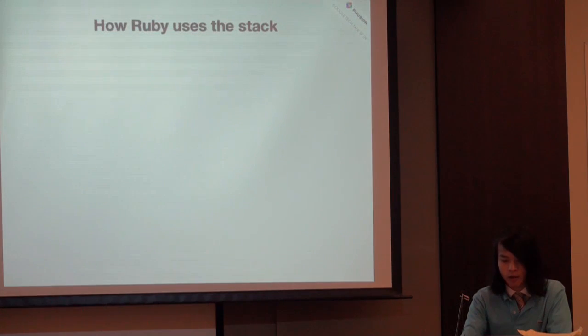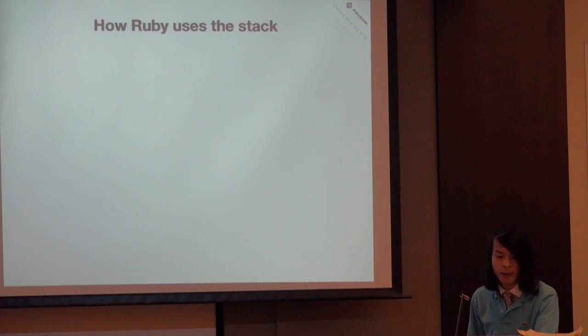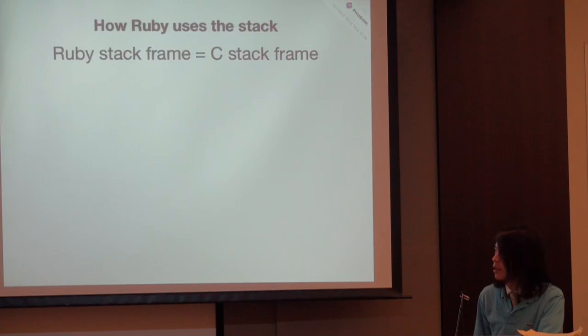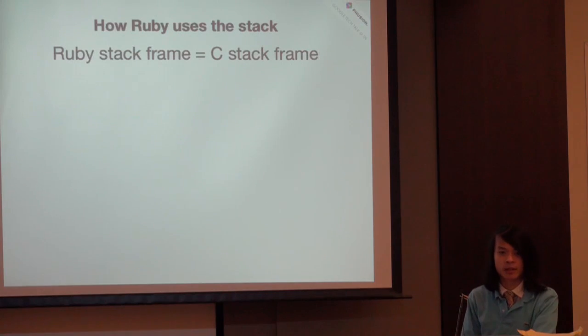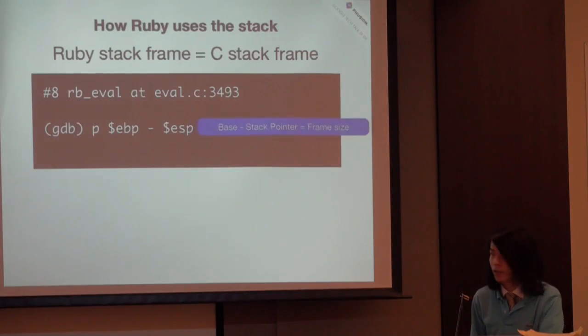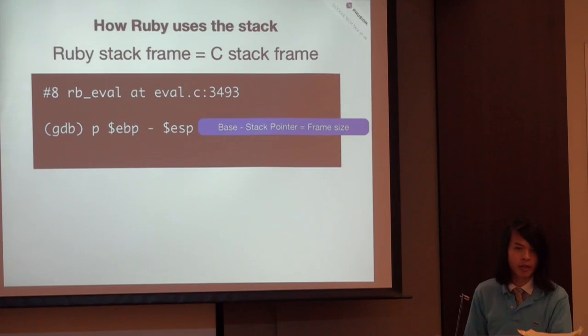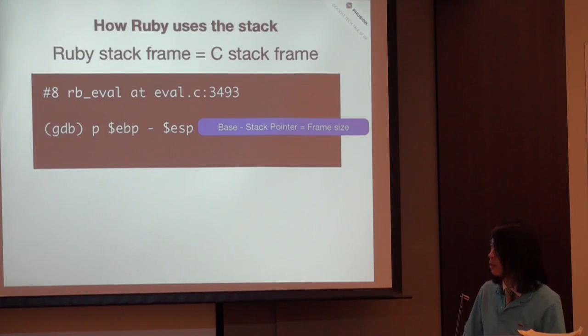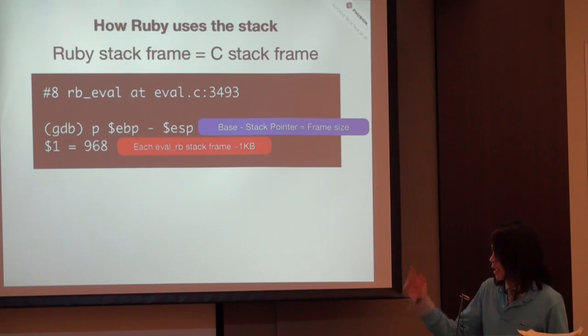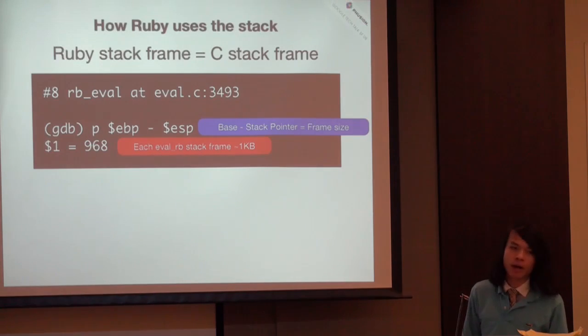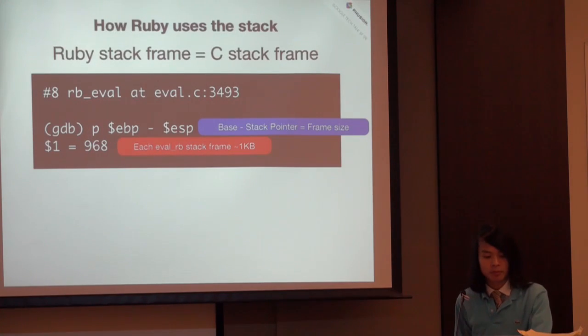So in order to understand how this can be solved, you need to see how Ruby uses the stack. An important element in that is to know that the Ruby stack frame is basically just a C stack frame. It's sharing this. And in particular, you can determine what the stack frame size is by, for example, using GDB and subtracting the base pointer from the stack pointer. That gives you the frame size. Every function call, as a result, will put roughly around 1 kilobyte on the stack.